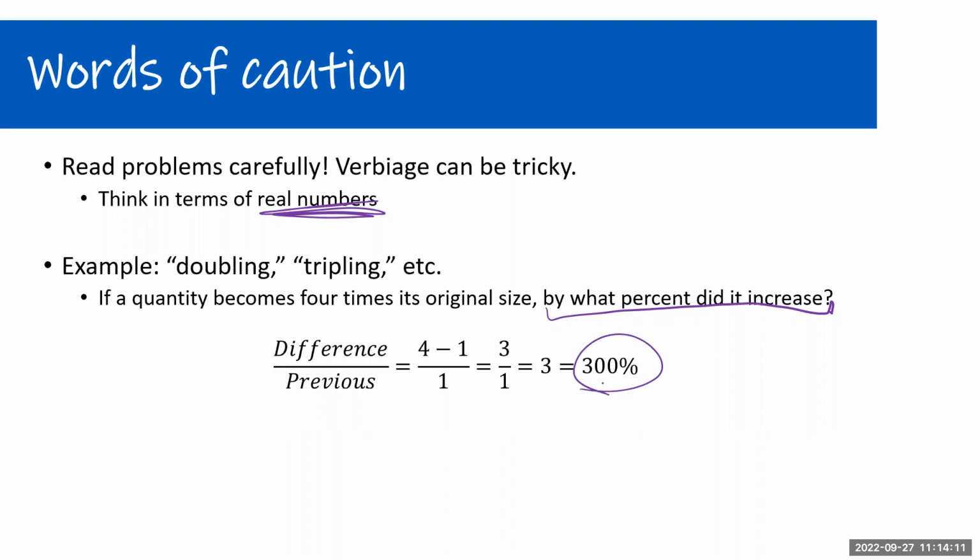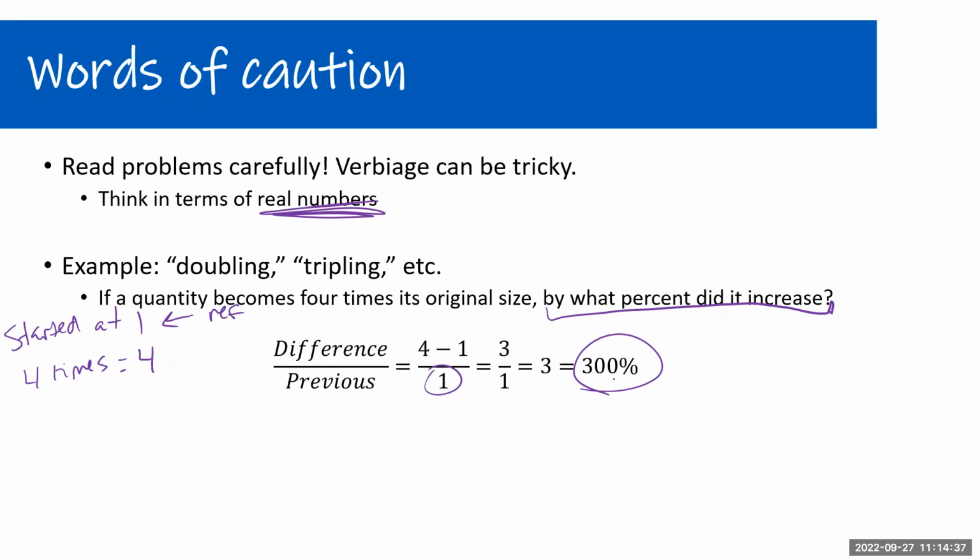So you could think about it in real numbers. Say, okay, well, it started at 1. And now 4 times would give us 4, okay? So our reference is where it started. So it's going to be that 1. And our new minus old is going to be 4 minus 1. So we're going to get 3, which is 300%, okay?